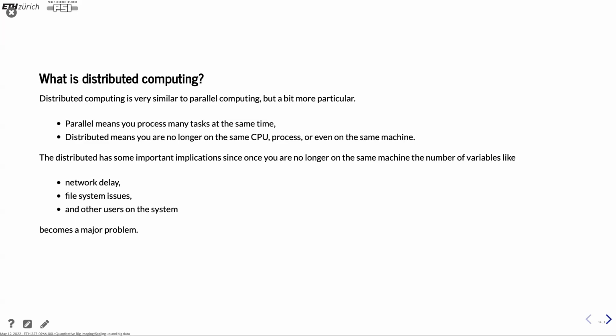And here we have some problems to think about. We can have network delays because all these nodes in the computer network need to talk to each other. We can also have file system issues, where the hard drives are not responding fast enough in providing the data. And there could also be other people on the system, so you're not alone on this cluster. And then you have to somehow organize that you have different priorities in the processing. And these things can actually become a major problem in your processing.